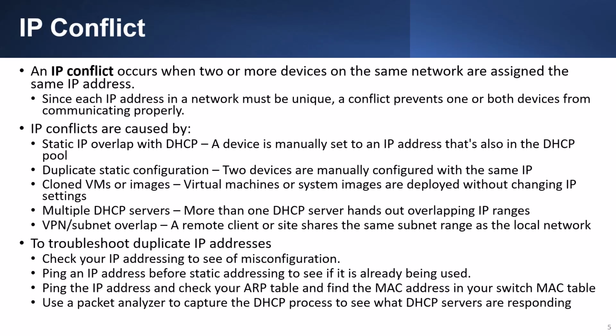An IP conflict occurs when two or more devices on the same network are assigned the same IP address. Since each IP address in a network must be unique, a conflict prevents one or both devices from communicating properly.